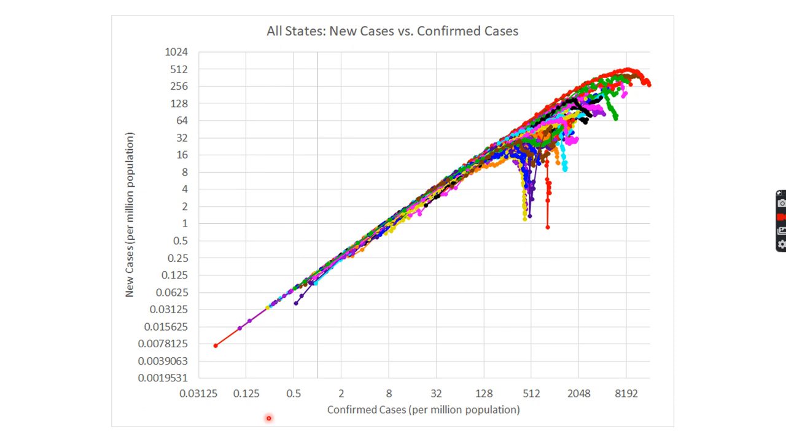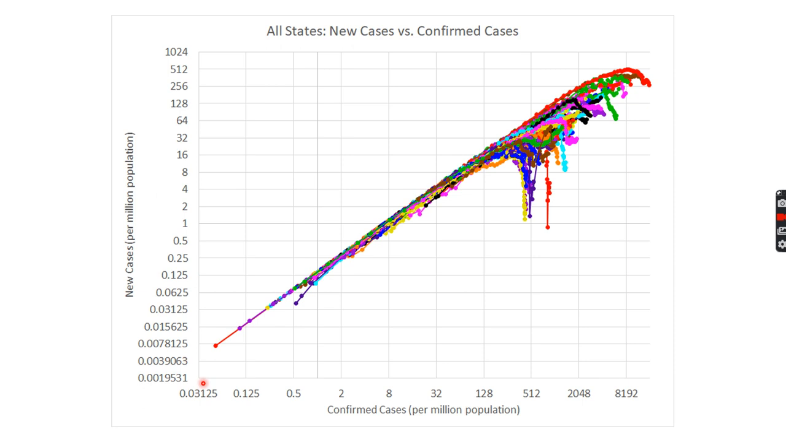And the x-axis here is confirmed cases. Okay, so this is not time on the x-axis. This is confirmed cases. And this is a logarithmic scale, so each of these lines here is a doubling. On the y-axis, you're going to have new cases per million population. And again, this is a log scale on the y-chart.